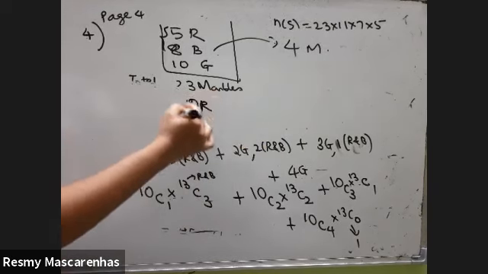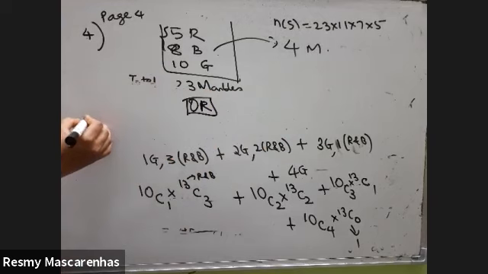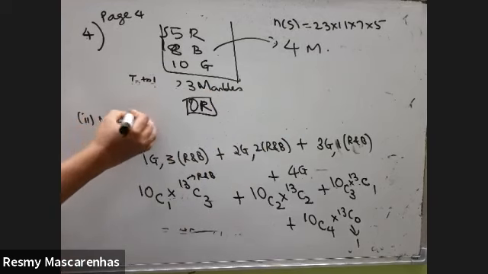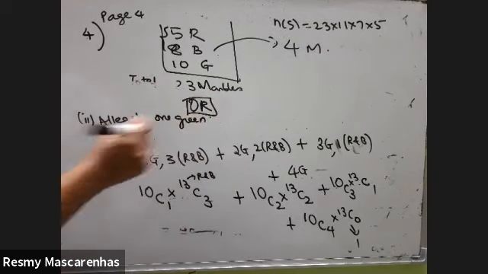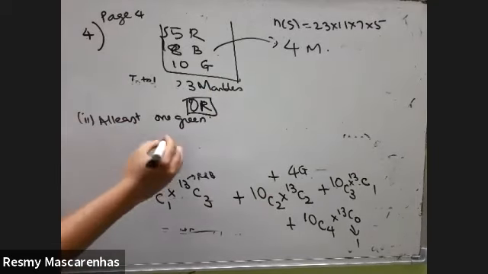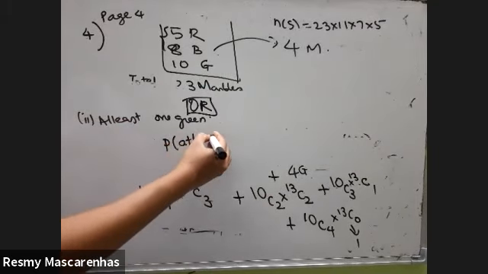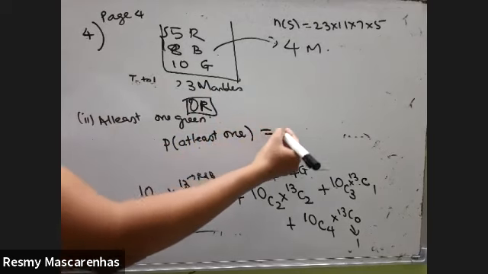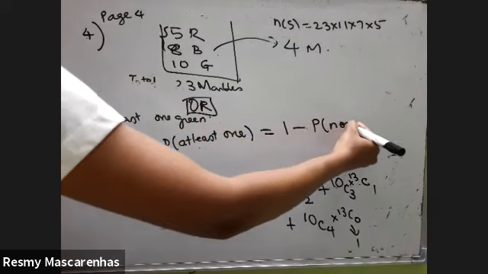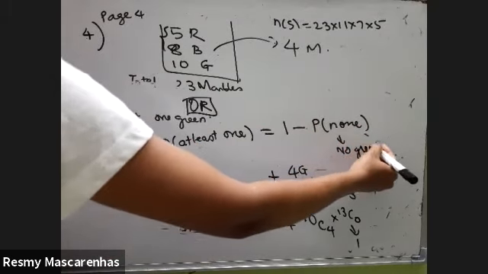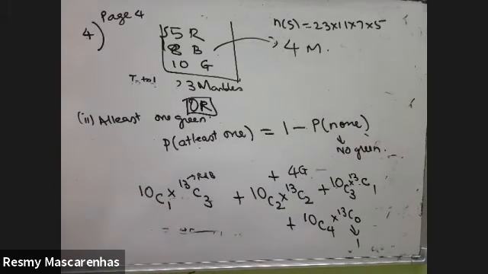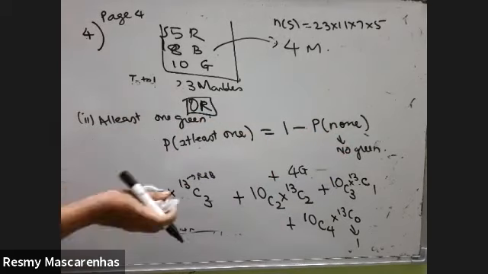Or other method, same thing, the second one: at least one green. Okay, so this is the formula. Probability of at least one is equal to 1 minus probability of none. None means there will be no green. Since you are picking up 0 green, at least one is 1 minus probability of none.